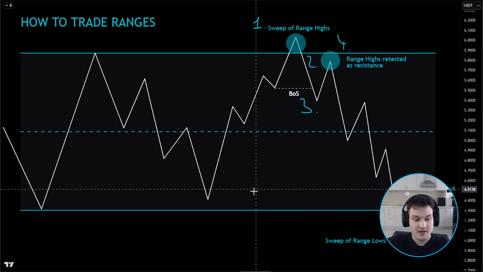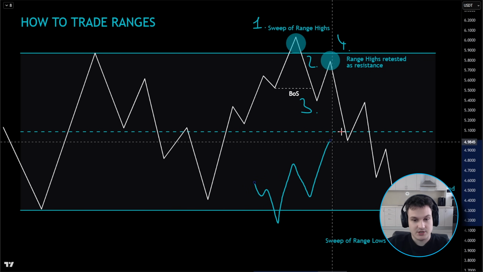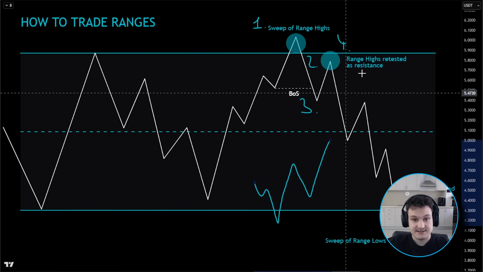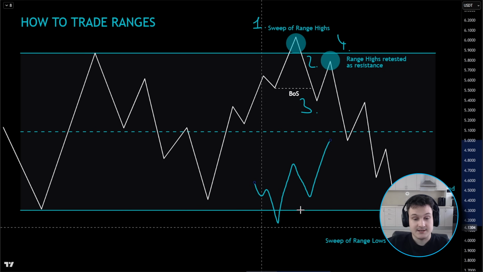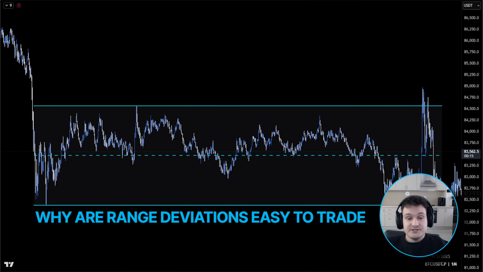And the same thing can happen to the other side, where you sweep range lows, you break the structure, you retest range lows, and then you change direction, and then you can target range highs. So this is a short setup where your TP is going to be range lows, and this is a long setup where your TP is going to be range highs. Why are range deviations easy to trade and to spot?